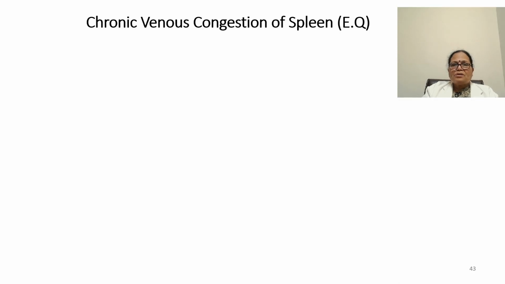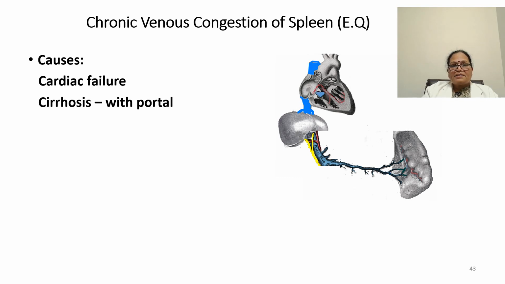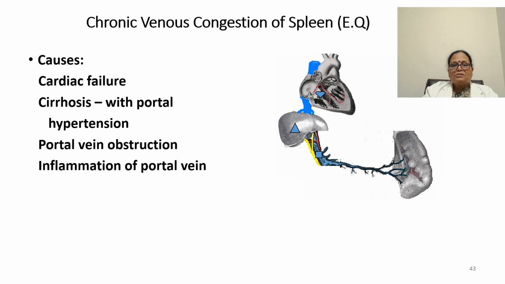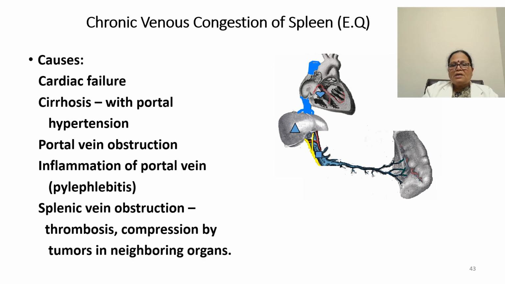So now we come to the spleen. This can also be given in the exam. What are the causes of chronic passive venous congestion of the spleen? Cardiac failure, cirrhosis with portal hypertension, portal vein obstruction, inflammation of the portal vein, which is known as pylephlebitis, and splenic vein obstruction, thrombosis, or compression by tumors in the neighboring organs.